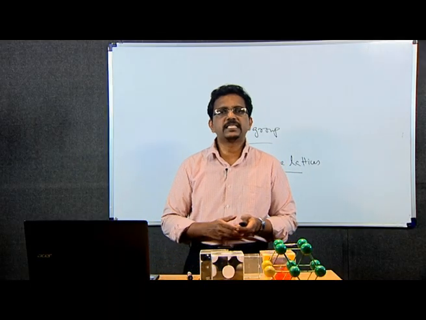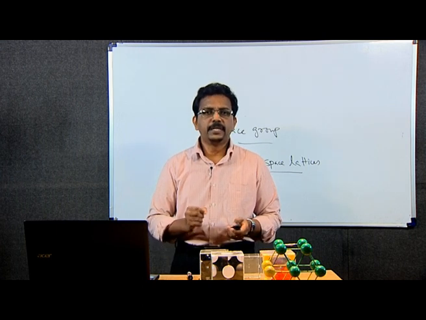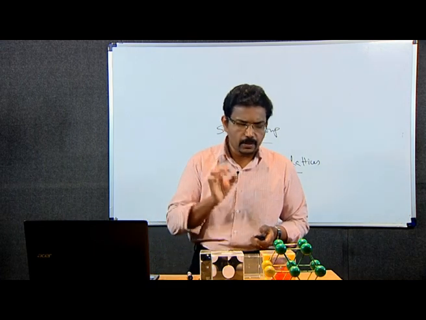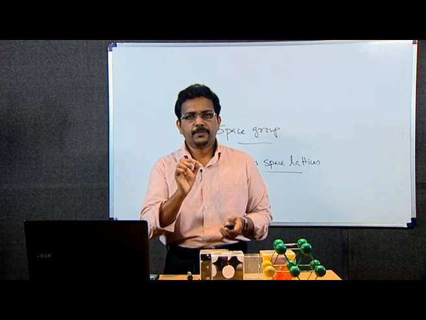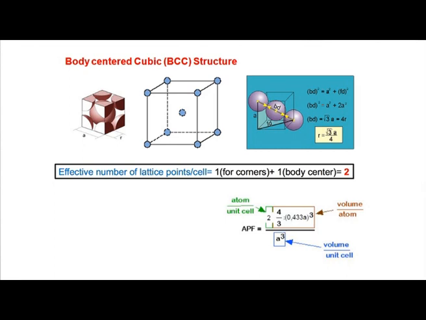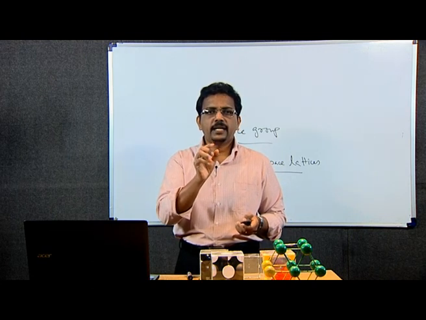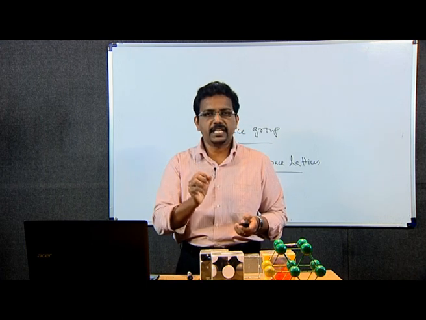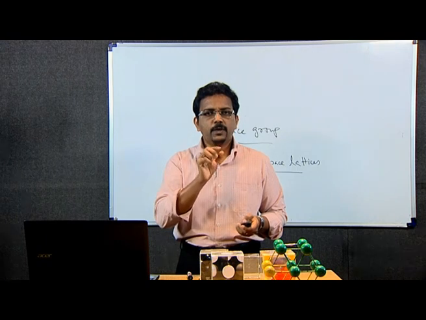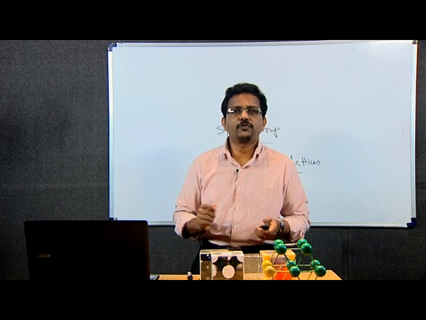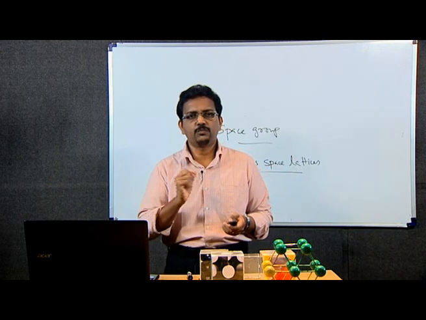In the case of the body centered cubic, BCC, structure, in the body of that particular crystal there is an atom. There also, by calculation we can attain the atomic packing fraction, in a similar way. In the body centered case, the coordination number is 8, and the effective number of lattice points per cell is 8 into 1 by 8, because all the corners contain 1 by 8 of an atom, and the number of corners is 8, so that is 1, plus in the body center there is a full atom. So, 1 plus 1 is 2. So, the effective number of lattice points per cell is 2 in the case of body centered.